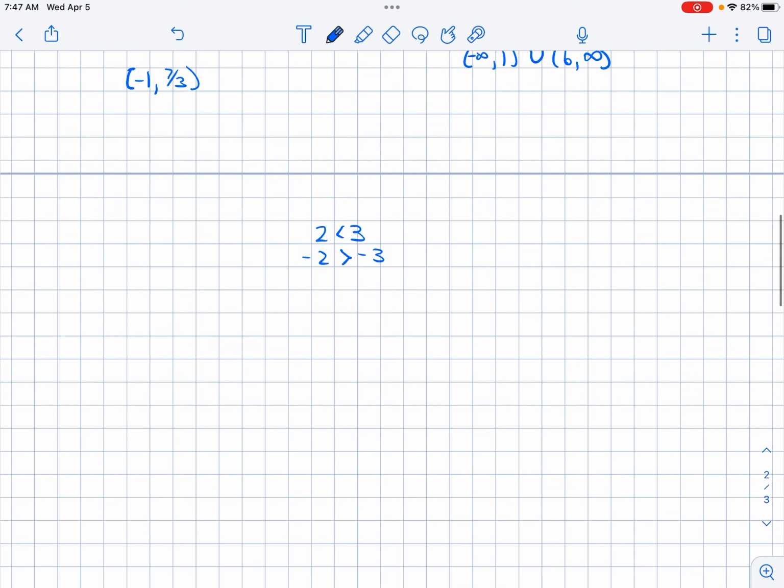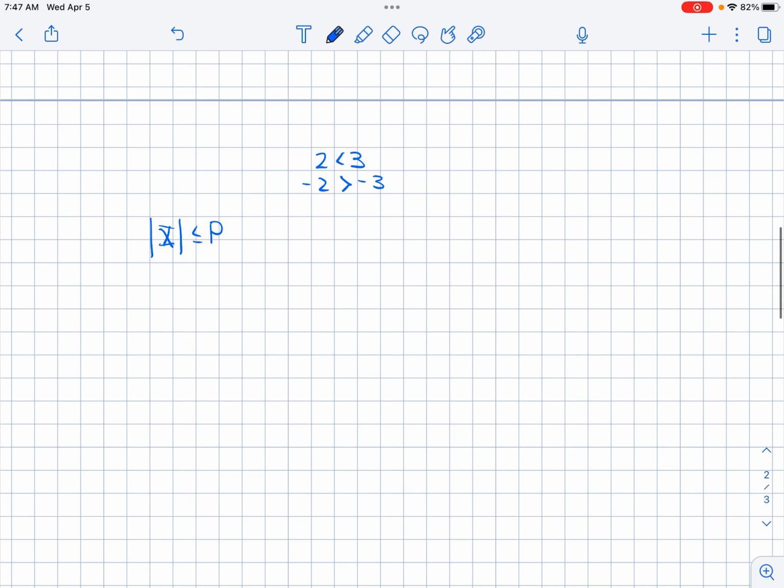Okay, so let's summarize. If you have the absolute value of some expression less than or equal to some value on the other side, you immediately write that as negative p on the one side and p on the other. So in other words, this is the inequality that you end up getting. On the other hand, if you have the absolute value of some algebraic expression greater than or equal to p, you write that this way. X less than or equal to negative p, or x, the big X, the algebraic expression, greater than or equal to p, like this.